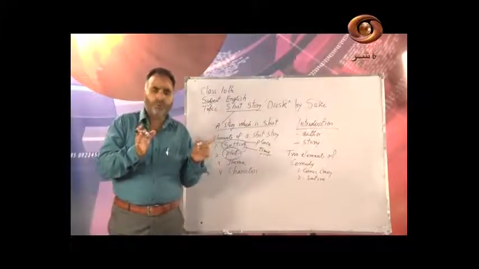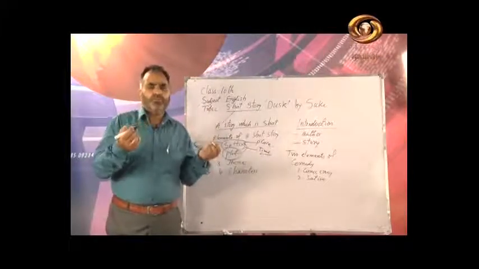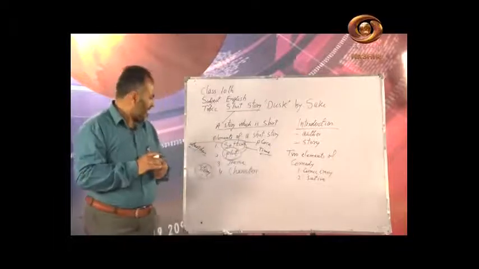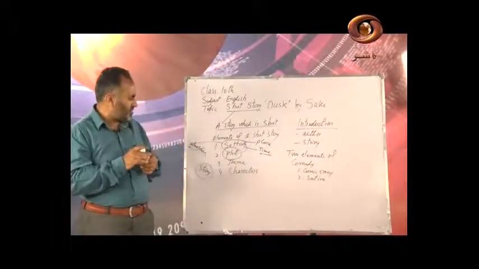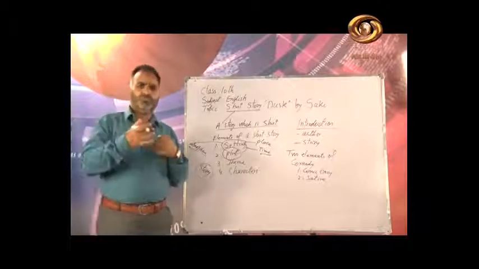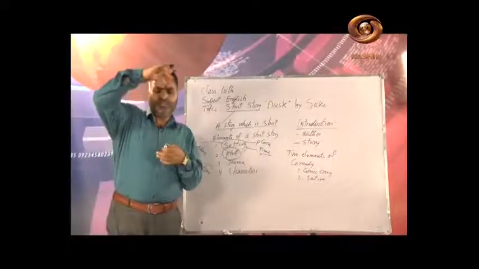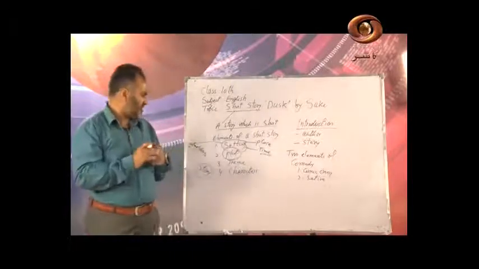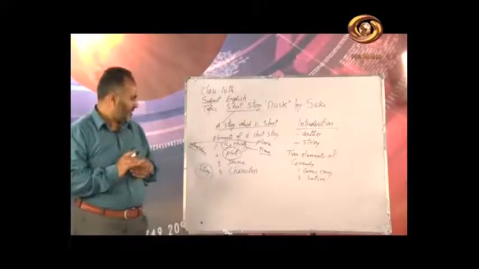There should be a problem. There should be some bottleneck. There should be some obstacle. And then there are different elements of a plot. For example, we have exposition, and then we have rising action, and then there is a climax, and there is falling action, and then there is denouement, there is the ending.